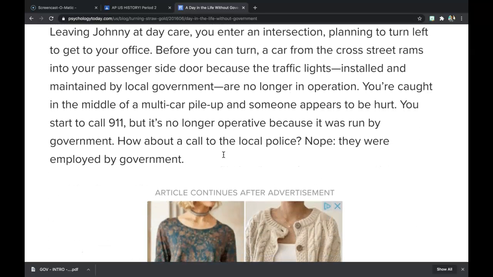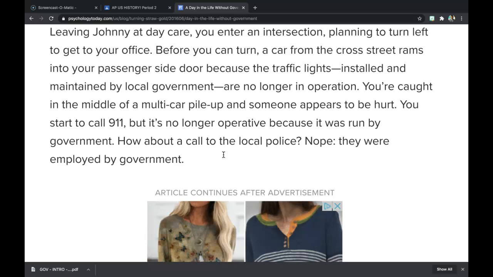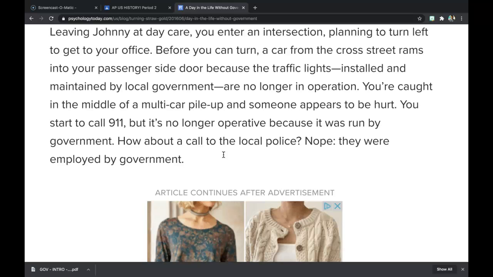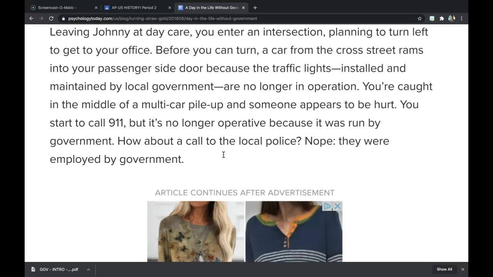Leaving Johnny at daycare, you enter an intersection, planning to turn left to get to your office. Before you can turn, a car from across the street rams into your passenger side door because the traffic lights installed and maintained by the local government are no longer in operation. You're caught in the middle of a multi-car pileup and someone appears to be hurt.